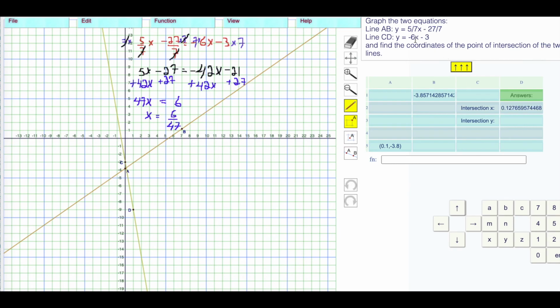And the y value, I'm going to use the easier of my two equations, this one. It's going to be equal to negative 6 times the x value, take away 3. Let's have a look to see if our x and y corresponds to our prediction. So we were predicting 0.1 and we have 0.127. That looks good. The y, we were saying it's going to be around negative 3.8 and we have negative 3.765. It's pretty close. And then we press enter to verify that we are correct.